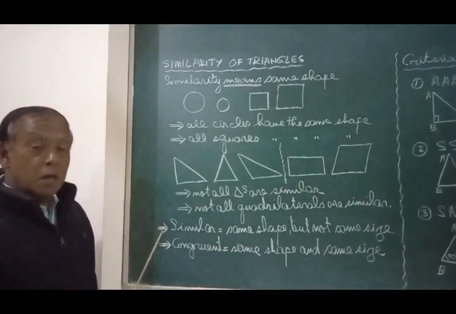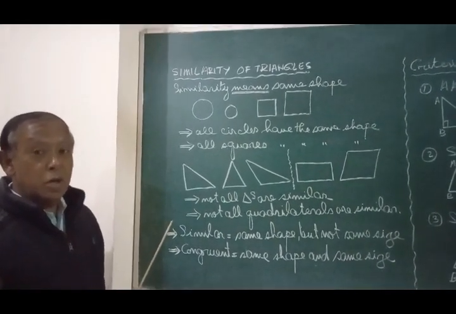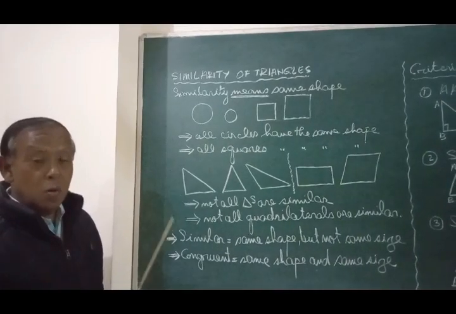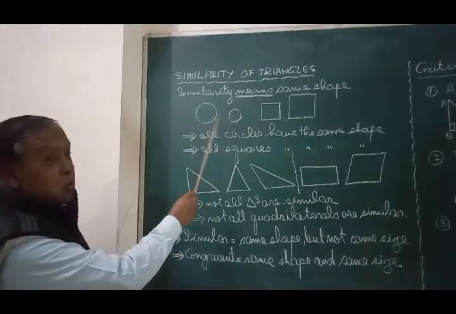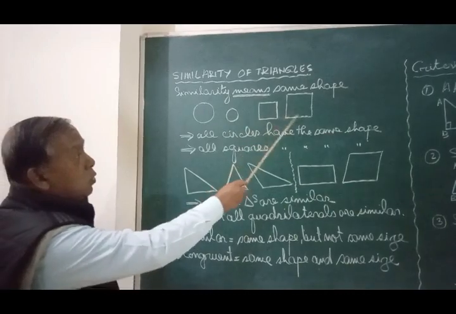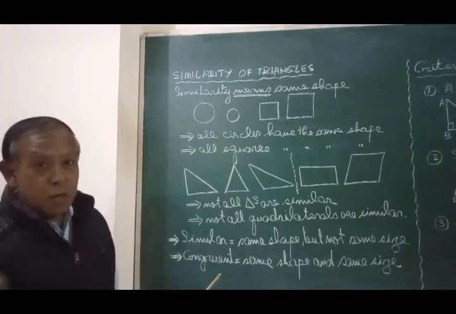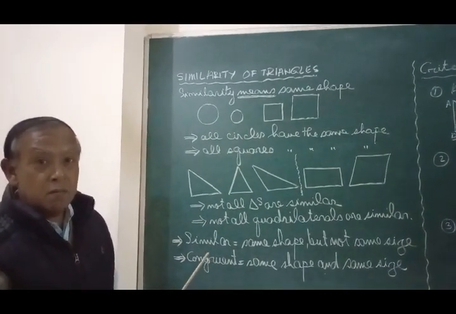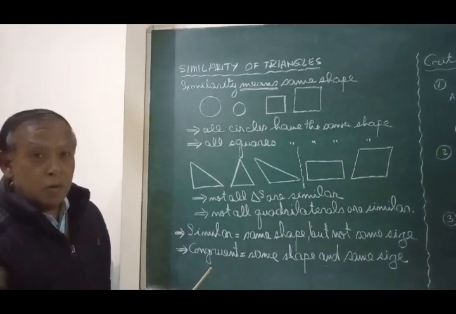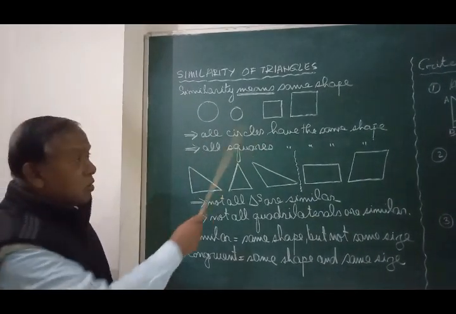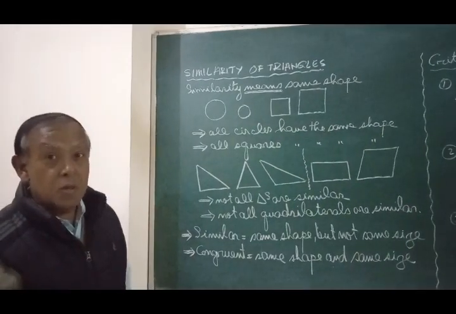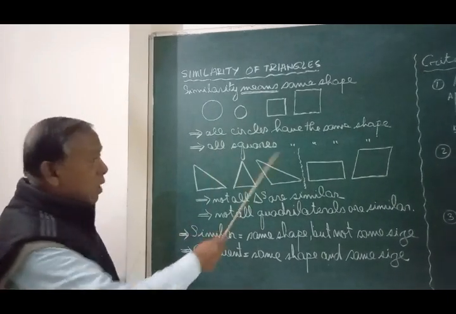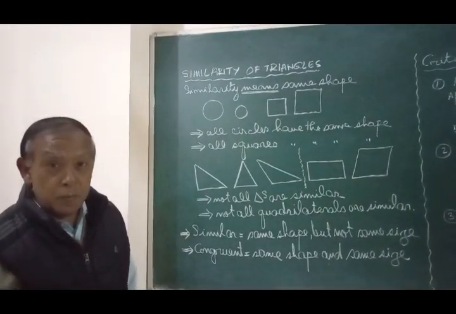Dear friends, we are going to see the similarity of triangles. Look at these figures. Two circles, two squares. Different in size, but they are similar in shape. And therefore we say all the circles have the same shape, certainly. All the squares have the same shape.